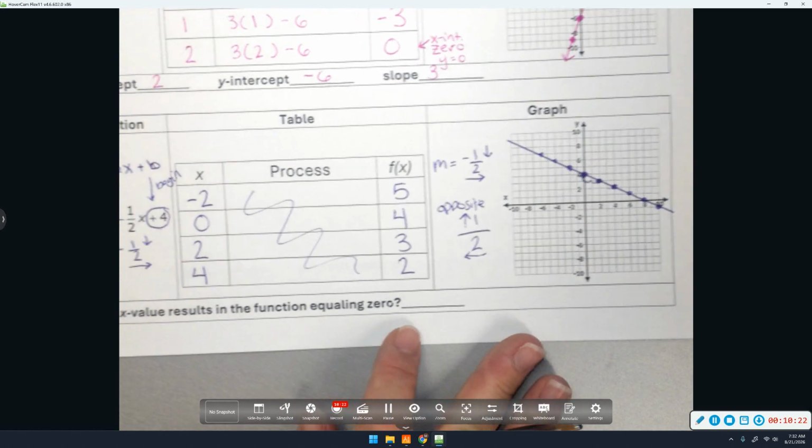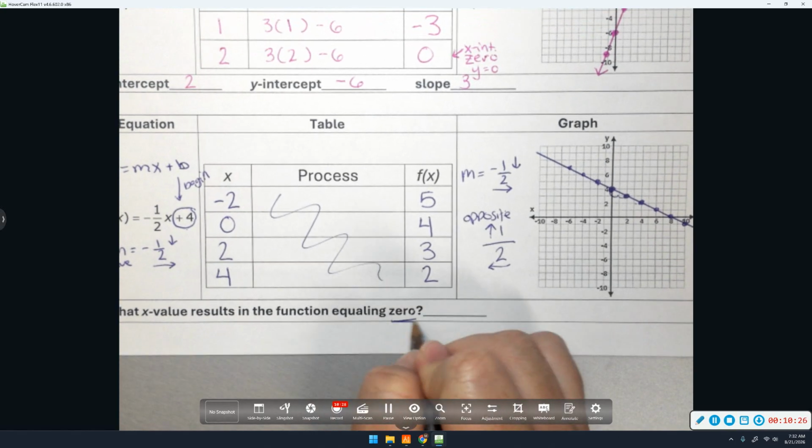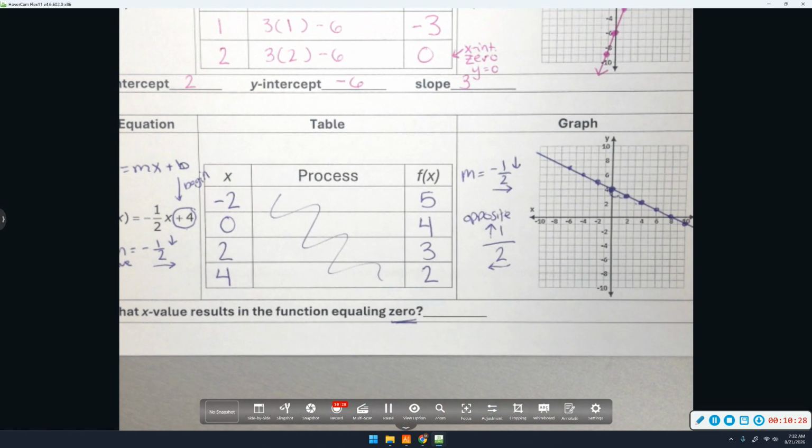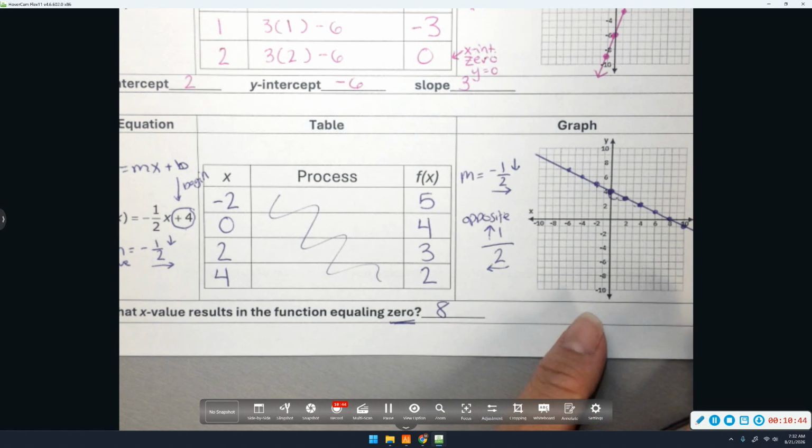Okay, what x value resulted in the function equaling 0? What's the 0? And what is it on this graph? The x-intercept. X-axis, 8. Okay, flip it over.